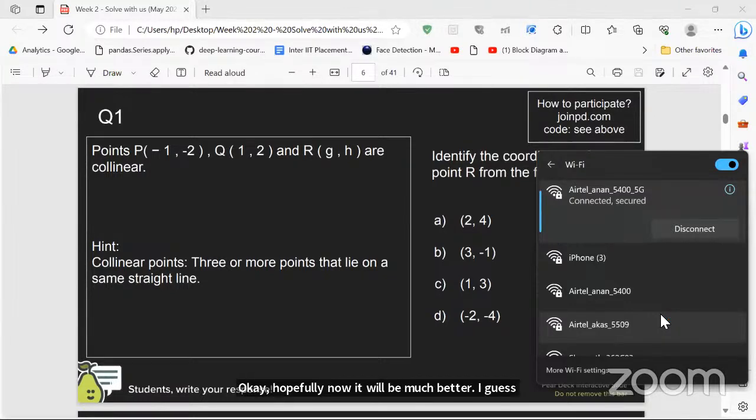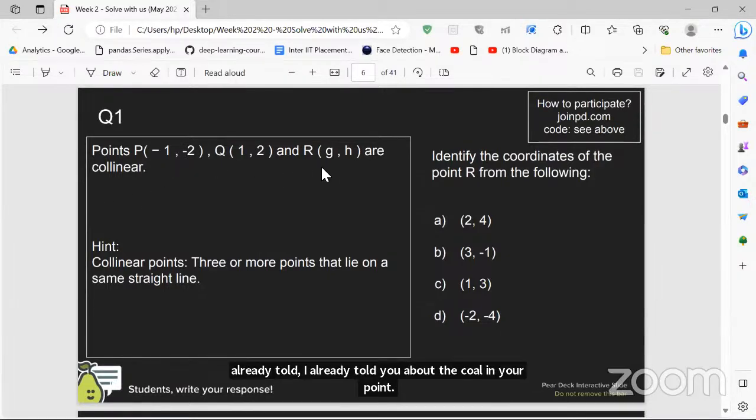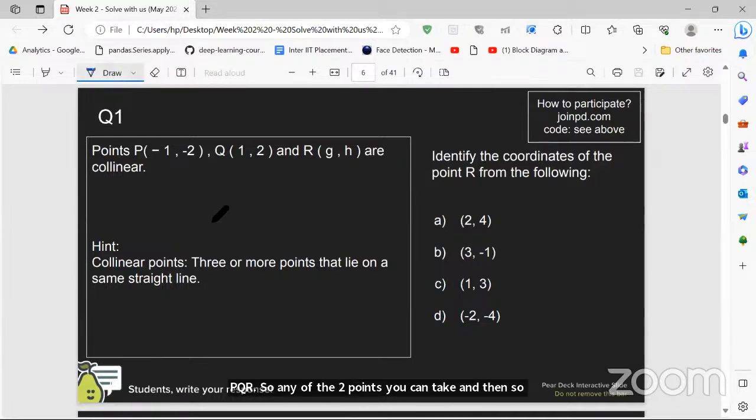Okay, so let's start solving this problem. So our first problem is, basically, I already told you about the collinear points. If you have 3 points P, Q, R, you can take any 2 points and the slope will be equal, right? Why will the slope be equal? I told you that in the starting.